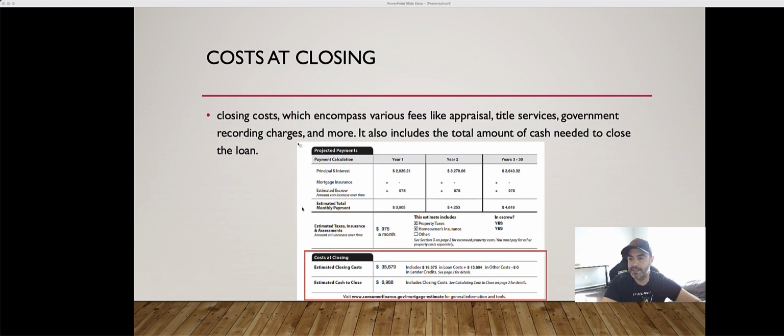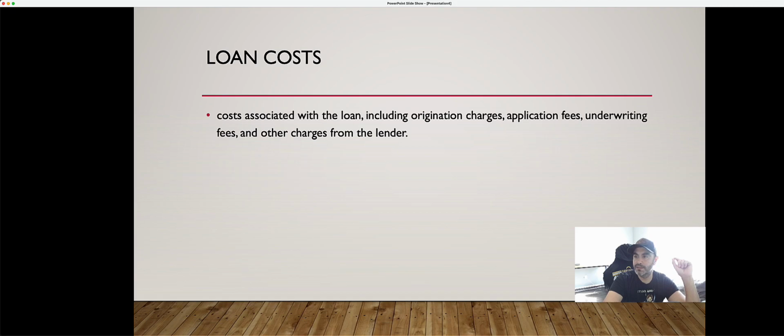Costs at closing, pay attention here to see what your total closing costs are going to be. In this case, it's $35,000, and then what your estimated cash to close is going to be. So this is what you need to bring to the table at closing. Let's see, loan costs. This is loan costs associated with the loan. Has it in there, other costs. So let me show you and go to the fee sheet itself.